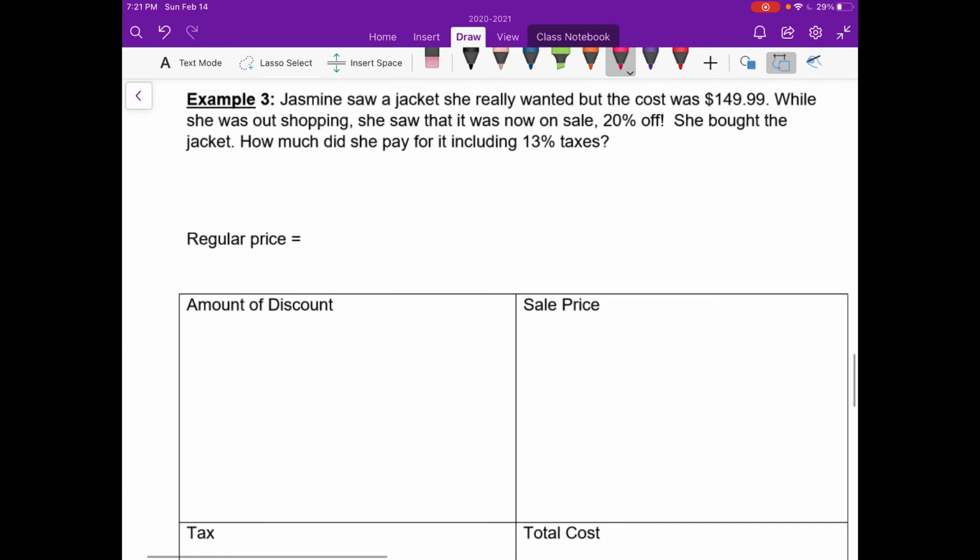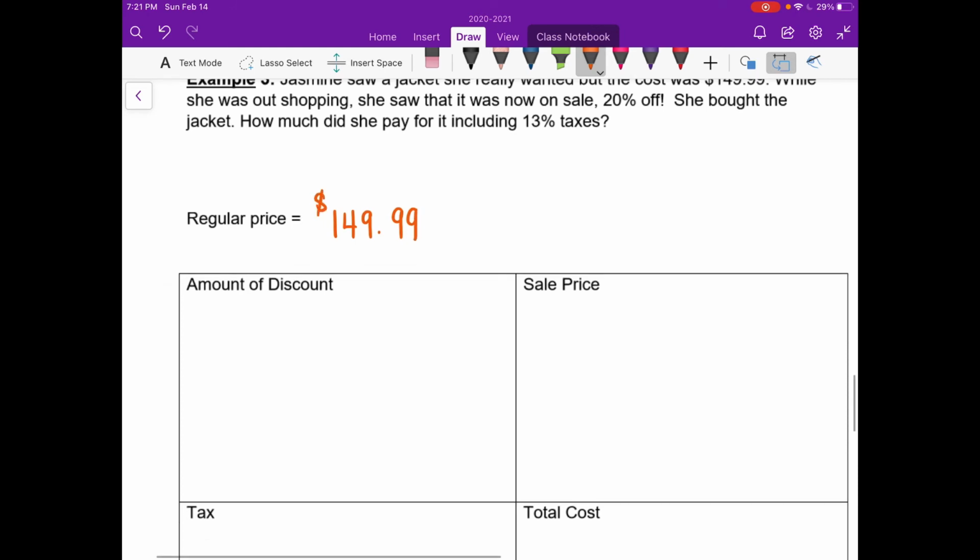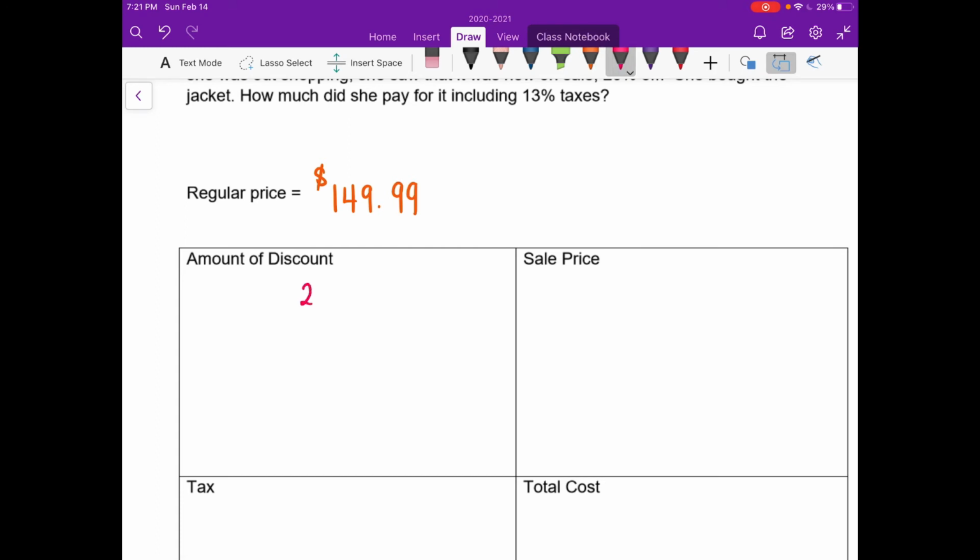Okay. So we're going to say the regular price for this was $149.99. We knew that. So let's just go in and put that in. We know that the amount of the discount is 20%, right? So it's a 20% discount. We want to find out what the sale price is. The sale price is basically the amount that it will cost after the discount. Right? So after you take the 20% off, how much will it cost?